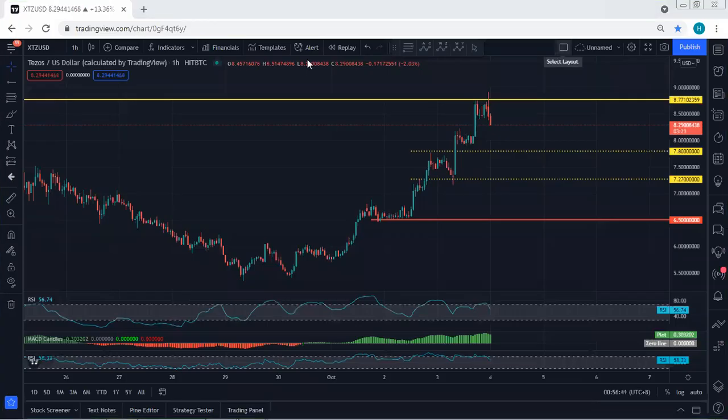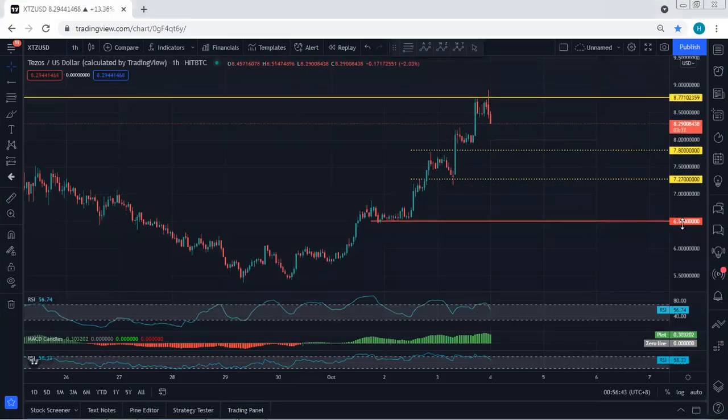XTZ, we start with 1 hour chart. Just want to give a quick update. First of all, if you refer to our analysis, we have been looking for buy since the price was within this move. And this is what we get. That's why I mentioned if we get any opportunity for buy, we will take it.